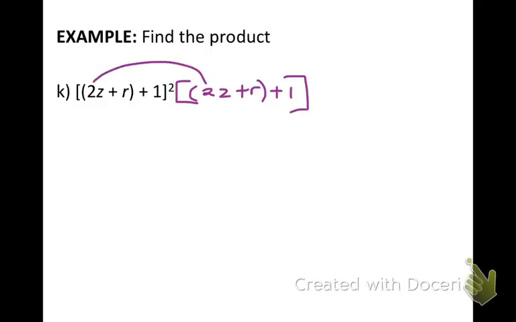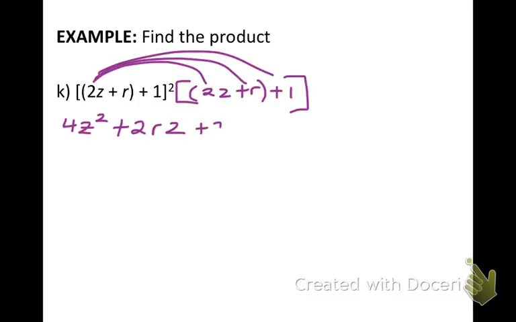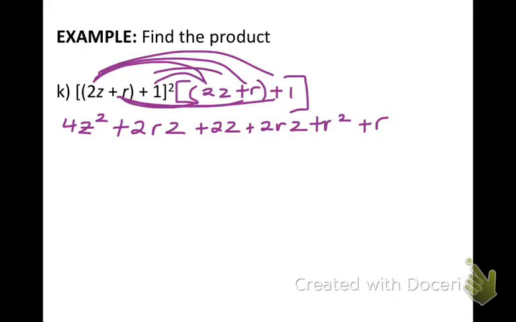All right. 4z squared. Good job, Emily. 2z and an r would make 2rz. Put them in alphabetical order. 2z and 1, 2z. Now I'll take the r to everything. r times 2z would be 2rz. r times r, r squared. r times 1 is r. Now I just have to take that 1 to everything, which really is not going to change anything, so it would just be plus 2z plus r plus 1.